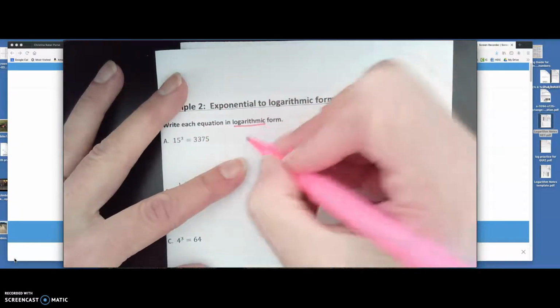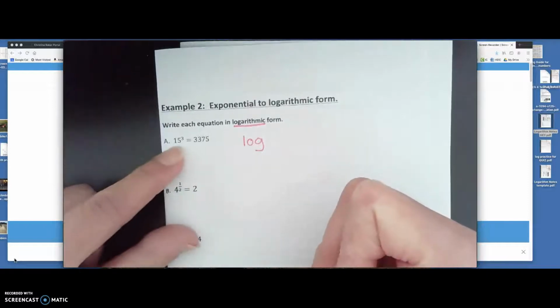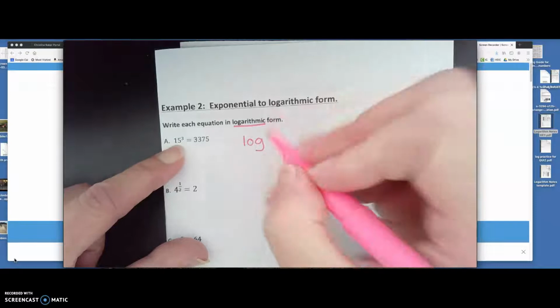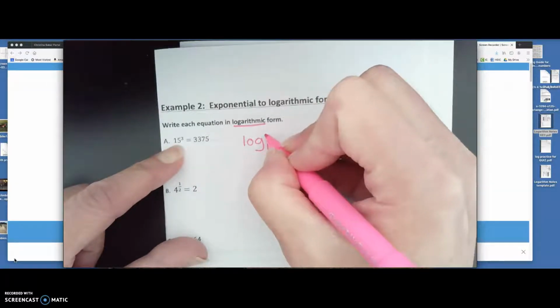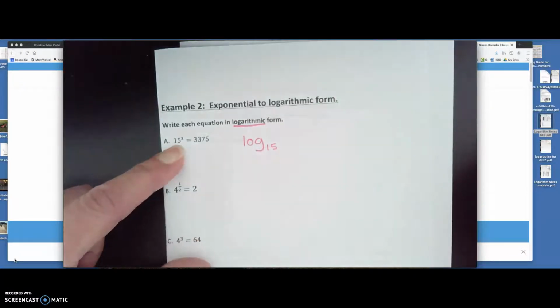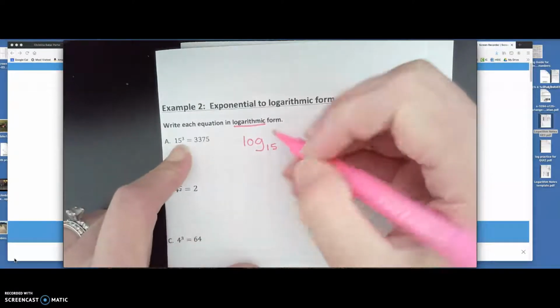We're going to do log. Always just start by writing the log. And the base of the exponent is also the base of the logarithm. So that's kind of how I start it. So I'm going to do a little sub number below the log. Don't write it in line with the word log, because that would be incorrect. So it's log sub 15, like below.